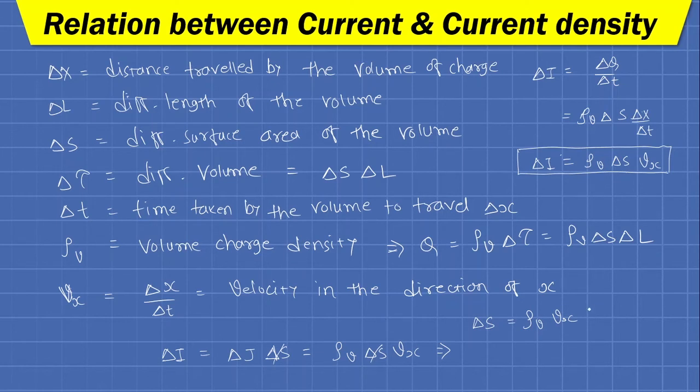Fine. And in general form, we can represent this equation as J bar equals rho V into V bar. So this is the relationship between current density and volume charge density. Now we can say that this current is also called displacement current. This equation is very useful in the analysis of capacitance.